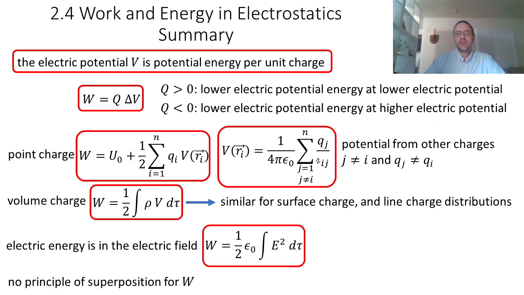And finally, we saw that the electric energy is in the electric field, and we derived an expression for the energy in terms of the electric field, 1/2 epsilon naught integral of E squared d tau. And in this case, the integral is over all of space that has a non-zero electric field. And we mentioned that unlike electric field and potential, there is no principle of superposition for the electric energy. Now, there is more to say about electric energy, but before we need to discuss materials, conductors and insulators. And that will be the topic of the next lectures.